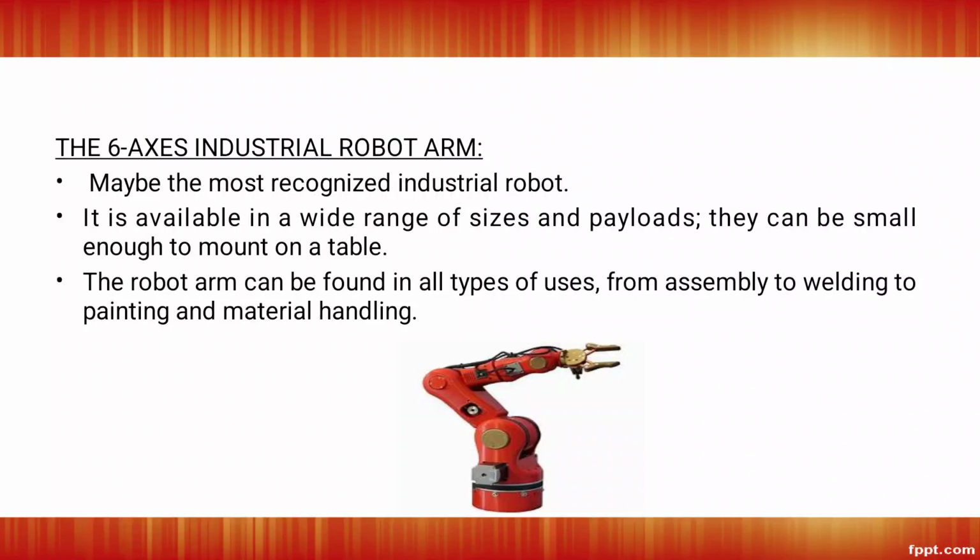Next is the 6-axis industrial robot arm. It is the most recognized industrial robot. It is available in a wide range of sizes and payloads, and it needs a small space to mount to a table. The robot arm can be found in all types of uses from assembly to welding to painting and material handling.